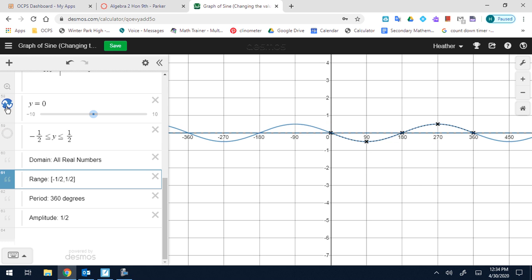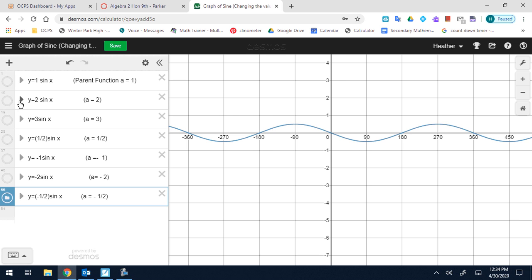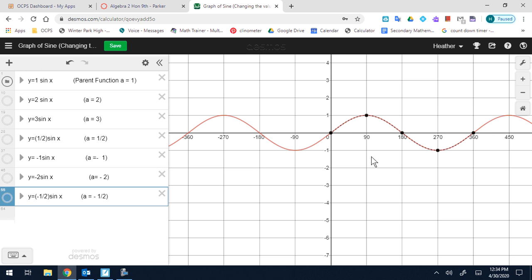Okay, so that is it for this video where we're changing a. We're going to use cosine in the next video to change your h. And then we'll do a mixture for changing your k. And then we'll do a mixture for changing the b, which will be the only one that is new.